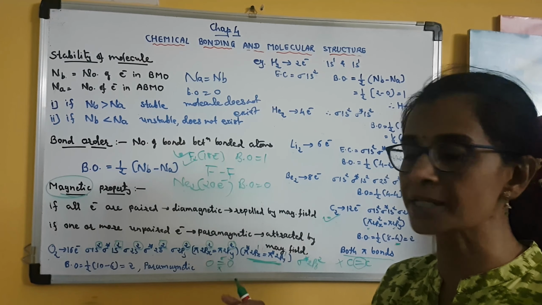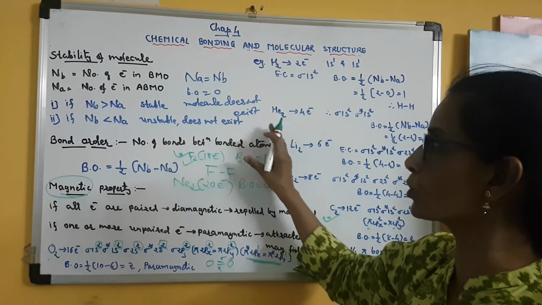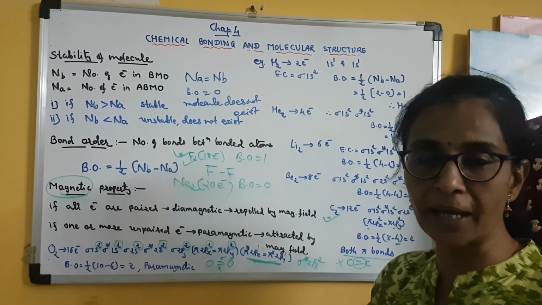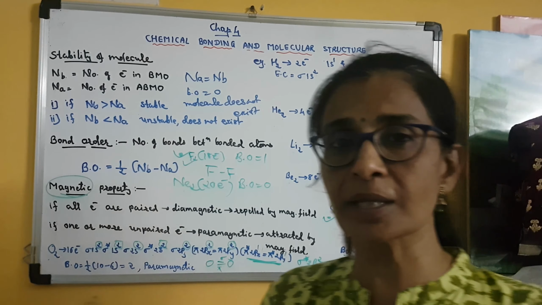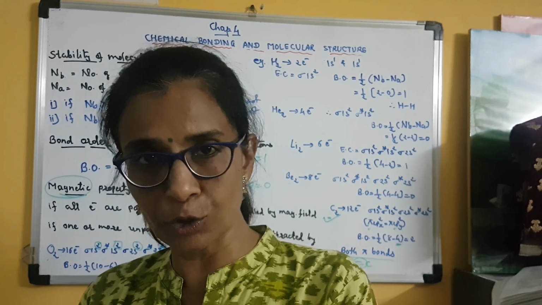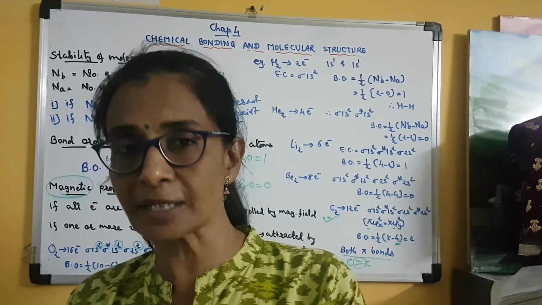Now in the next class we will go for how to draw the molecular orbital diagram, and the last topic of this chapter, that is hydrogen bond and its 2 different types. So that we will discuss in the next session.